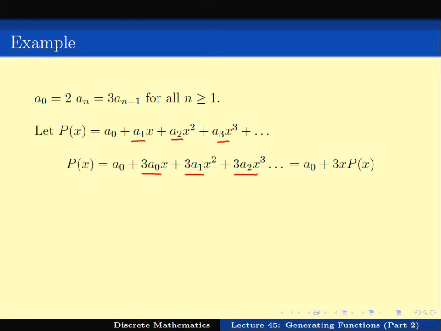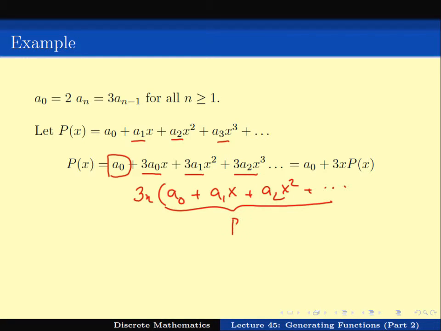Now let's look at this first one. So this is a0, and now if I take the 3x common, what do I get? I get 3x times a0 plus a1x plus a2x squared plus and so on, right? So this is of course the polynomial that we are looking at. So I get a0 plus 3x times p(x).